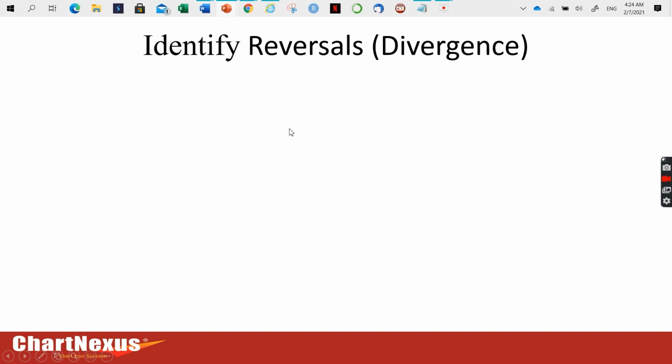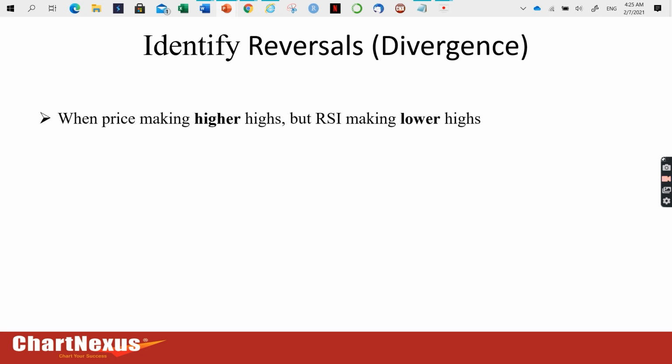So another way that RSI can be used is to identify reversals, right? Aside from just using overbought and oversold levels to potentially identify reversals, another way that the RSI can be used is by identifying divergence. So what is a divergence? A divergence is basically when the price of a stock is making higher highs in an uptrend, but you notice that the RSI is making lower highs, which means that the momentum that was pushing the stock higher is not as strong anymore. In fact, it's telling you that the momentum is decreasing.